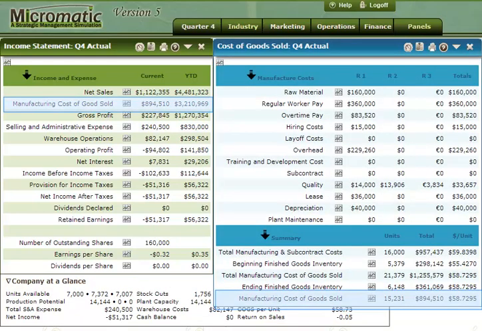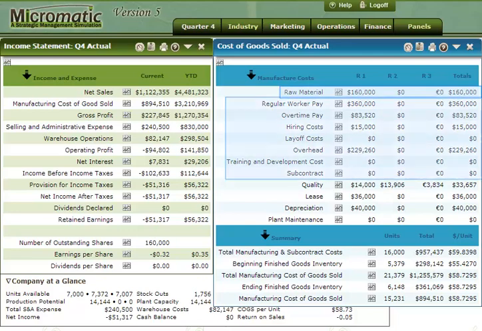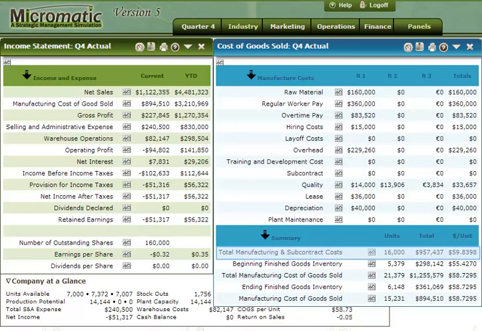I've opened up that report and I positioned it so we can look at both the income statement and the cost of goods sold report at the same time. Your cost of goods sold report shows the various costs that you incurred to make your product this quarter. These costs include the cost of materials, labor, quality, and plant facilities. These costs are tallied and divided by the number of units produced to determine the cost per unit to manufacture the products.